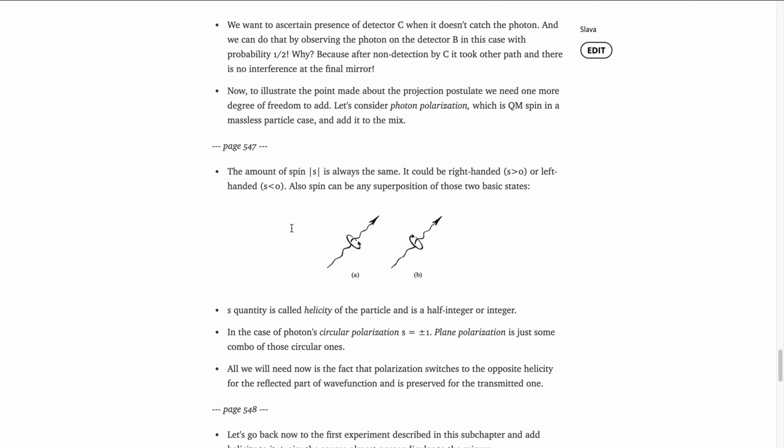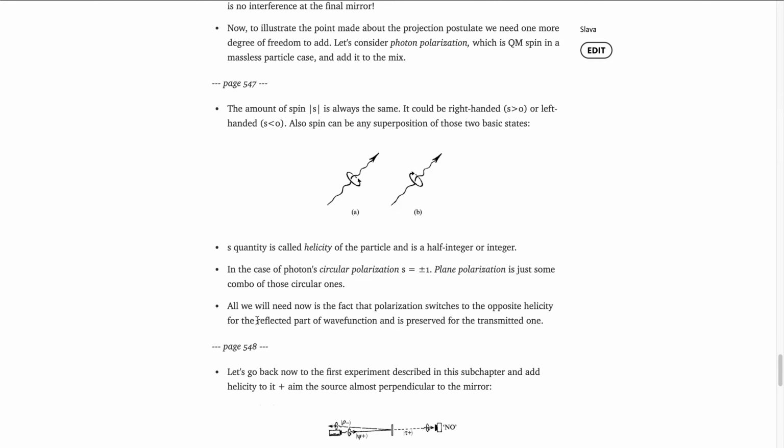Yeah, and also spin can be any superposition of those two basic states, which you can see on the picture. And the S quantity is called the helicity of the particle, and it is a half integer or integer. In the case of photons, circular polarization has S equal to plus or minus 1, and plane polarization is just some combination of those circular polarizations. And all we need to know now is the fact that polarization switches to the opposite helicity for the reflected part of the wave function and is preserved for the transmitted one.